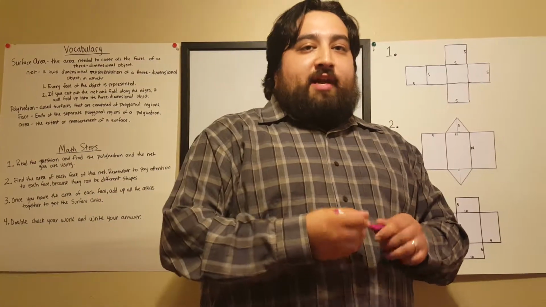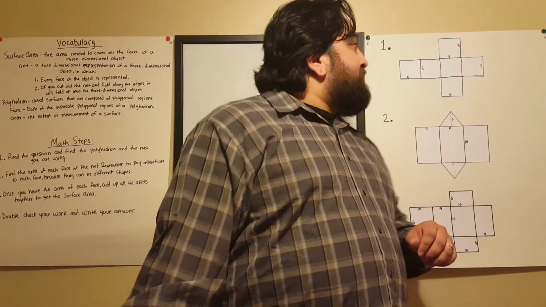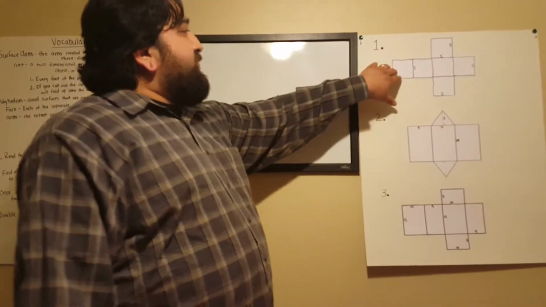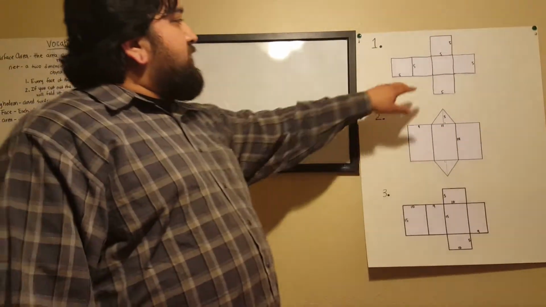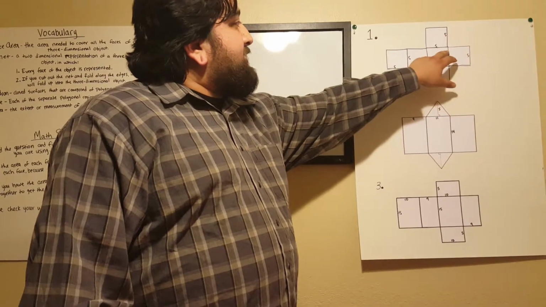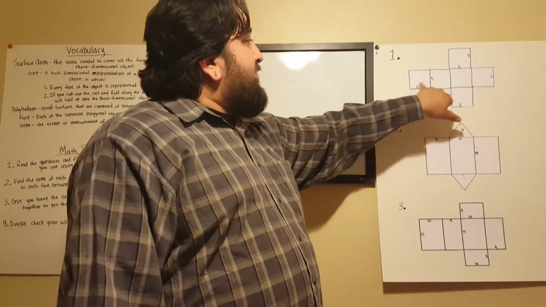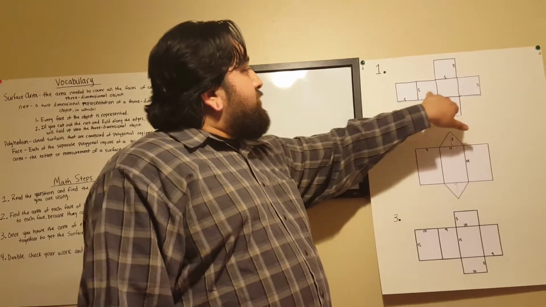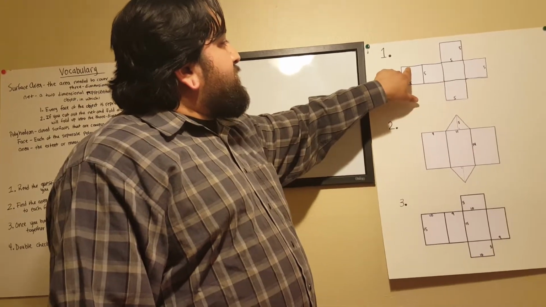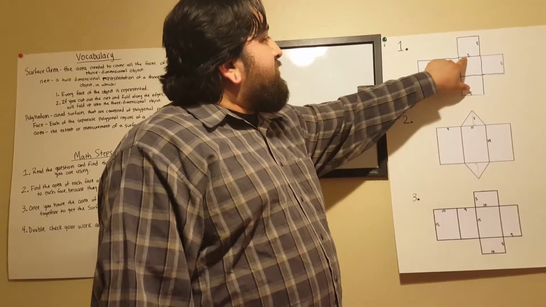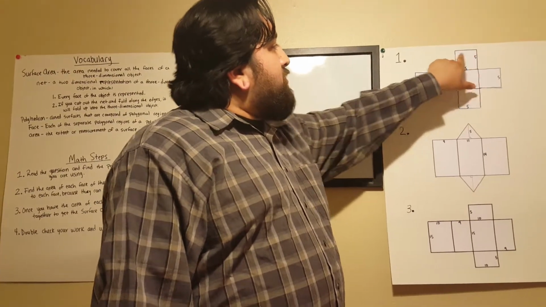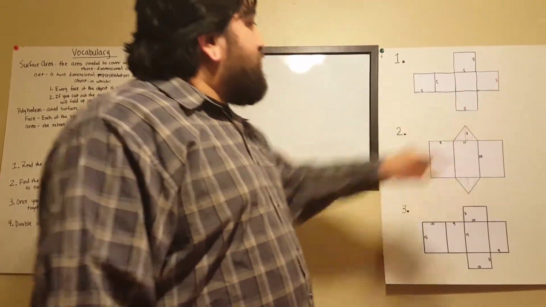Okay class, let's move on to our first example. Over here we have a cube broken down into the net, as you can see. Each side of the cube, because it is a square, has equal sides. So even though some parts are blank, we can automatically assume, because it is a square, that there are 5s on all the empty spots.